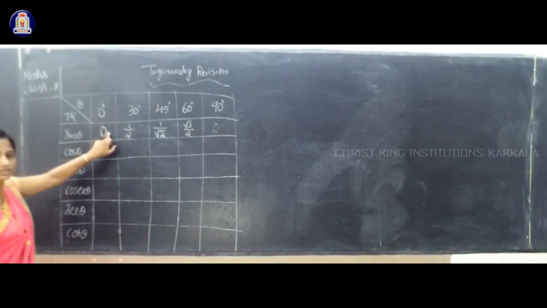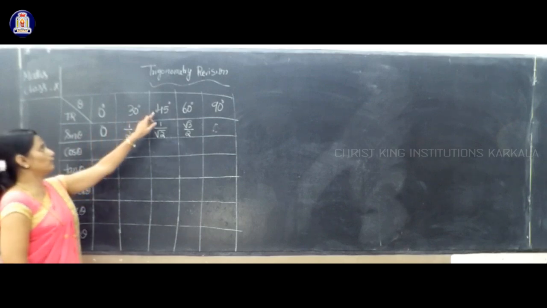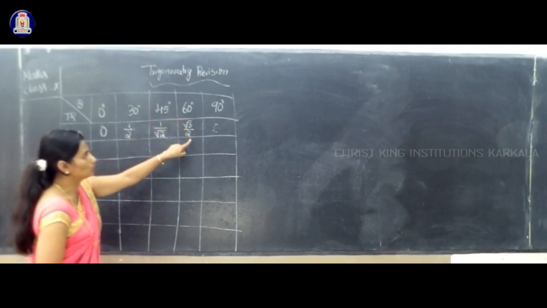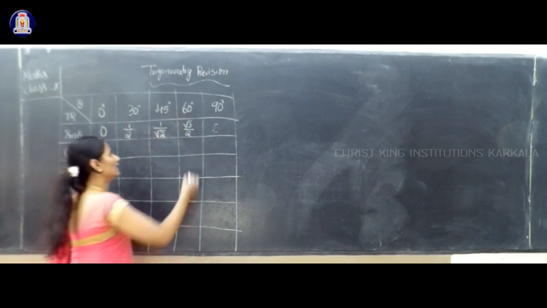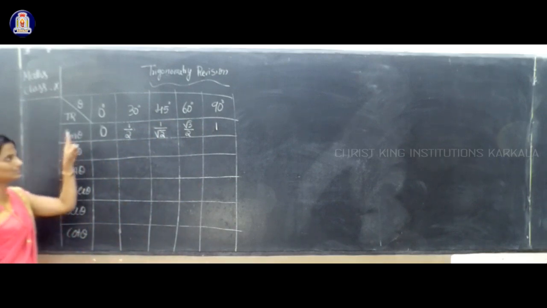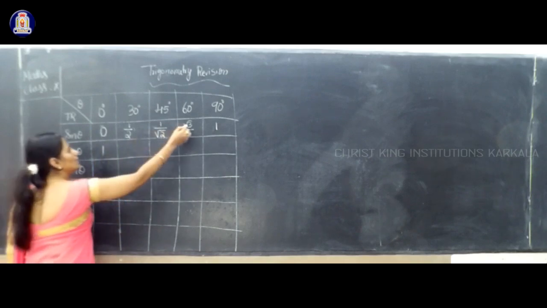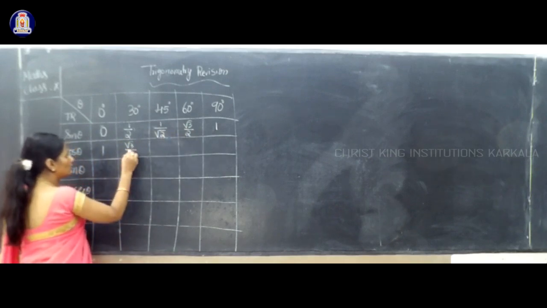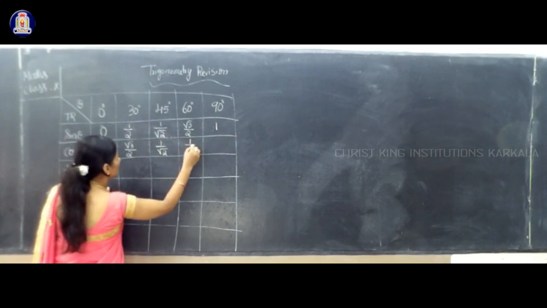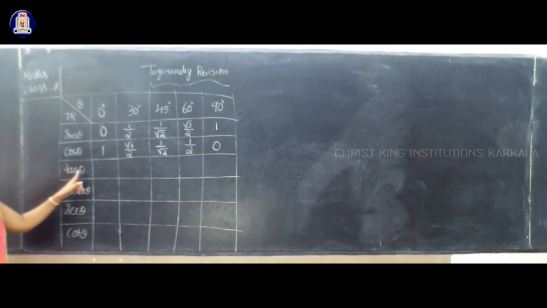Sin 0 is 0. Sin 30 is 1 by 2. Sin 45 is 1 by root 2. Sin 60 is root 3 by 2. And sin 90 is 1. Right? Now how to write the cos values? It is from the other side. So the first value is 1, next is root 3 by 2, next is 1 by root 2, next is 1 by 2, next is 0. Right? So now how to remember the tan values?